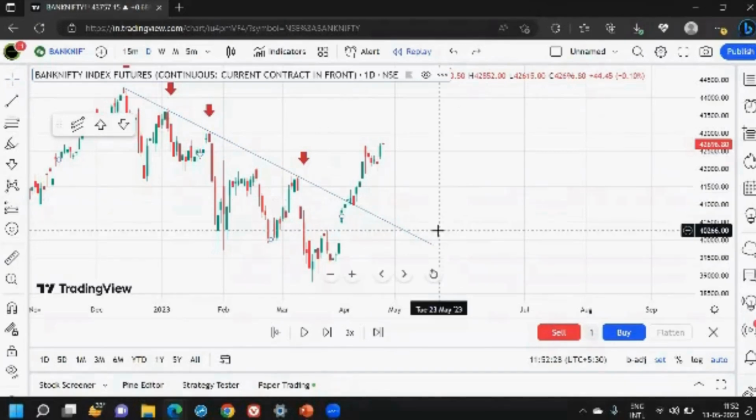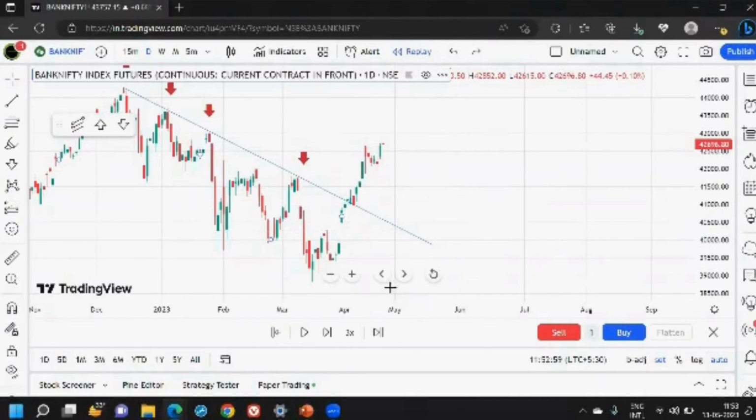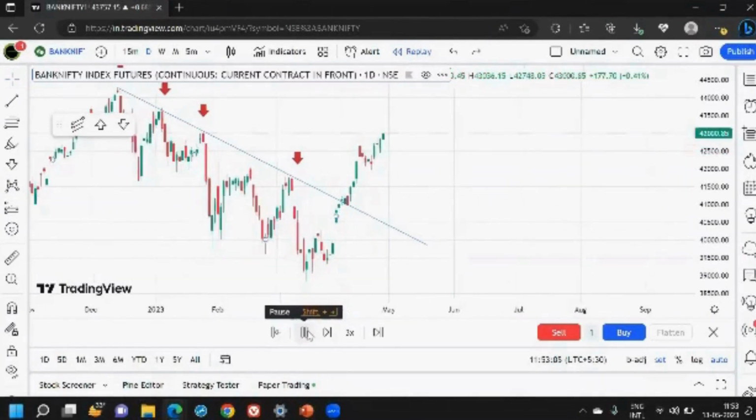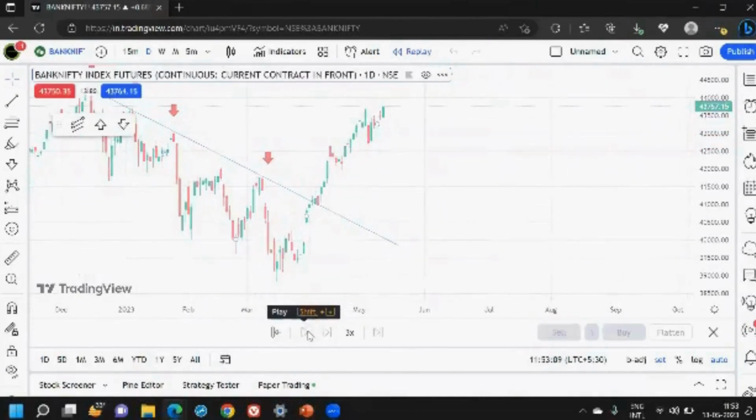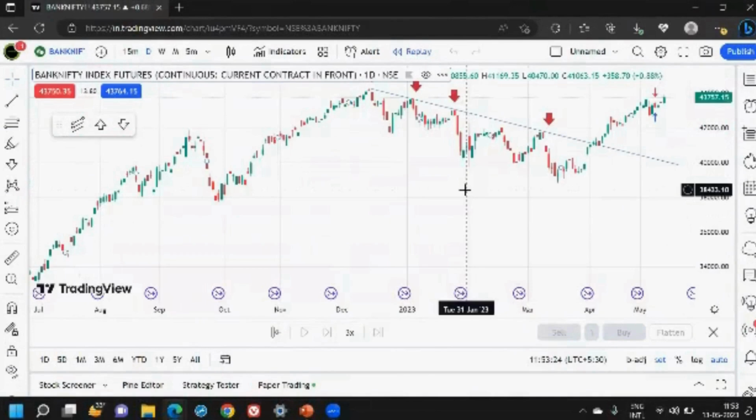So this is where we have to change our approach in the market. First, we were bearish, and now we have to be bullish. We have to look for buying the stock instead of selling because the trend line has broken, which indicates a reversal. After that, you can see Bank Nifty gave a very good bullish move after the reversal. So this is what I call the power of trend lines.